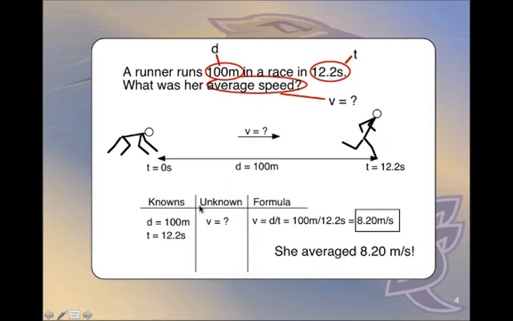Next we do our KUF, our knowns, unknowns, and formula, and we bring down our knowns here from above. D is equal to 100 meters, and T is equal to 12.2 seconds. And our unknown, which is the speed. And therefore we can find our equation, V equals something with a D and a T in it. And the equation that makes sense, the one we're learning about here, is V is equal to D divided by T, or 100 meters when we do our plugins divided by 12.2 seconds is 8.2 meters per second. And that was her average speed.